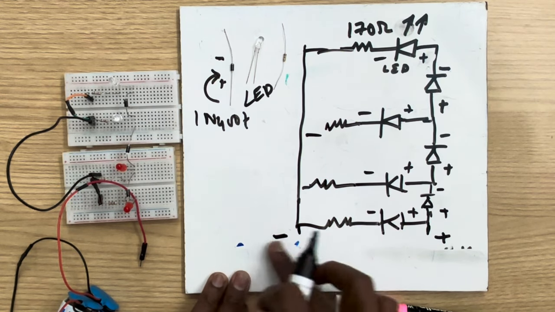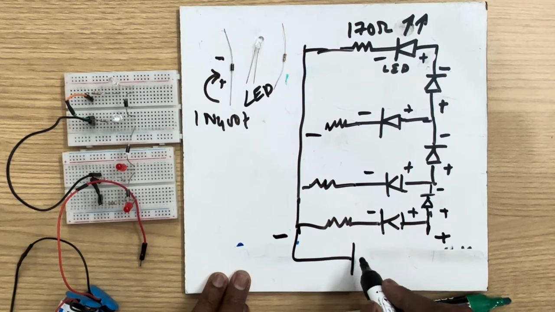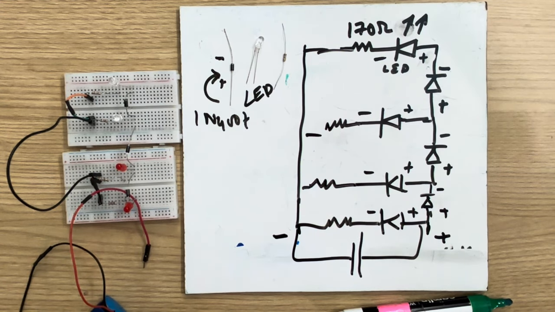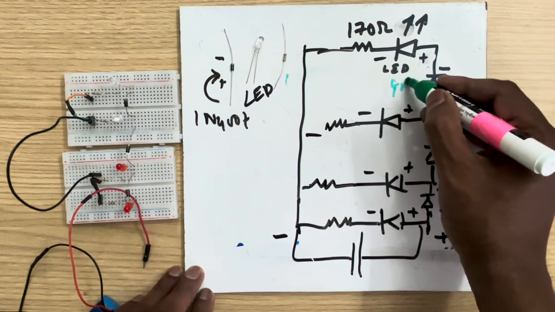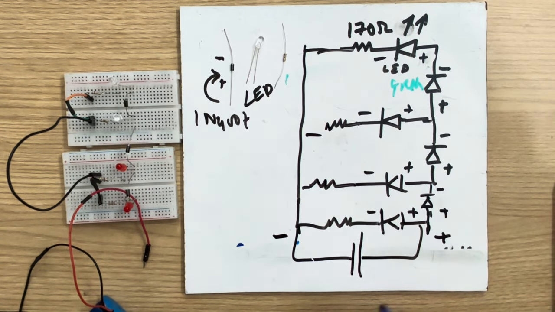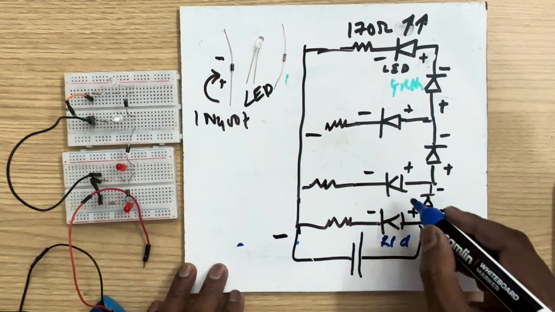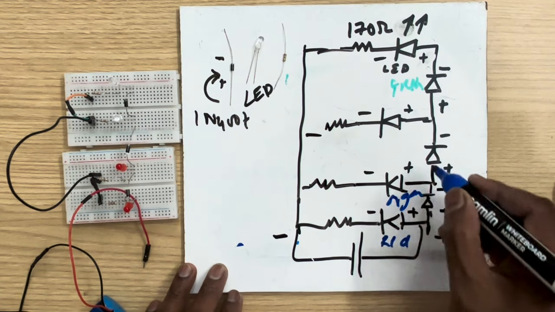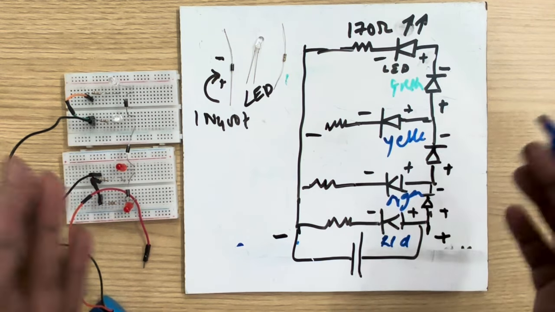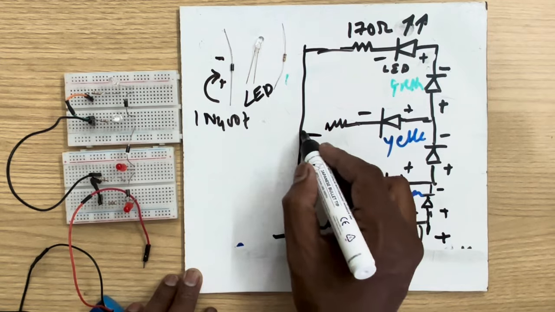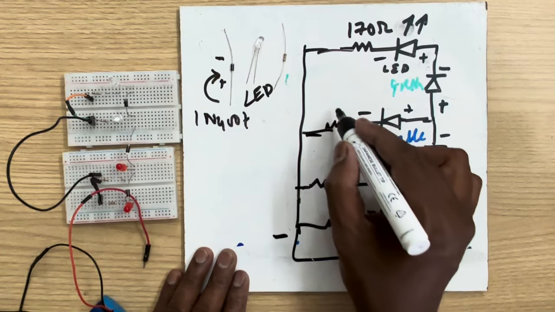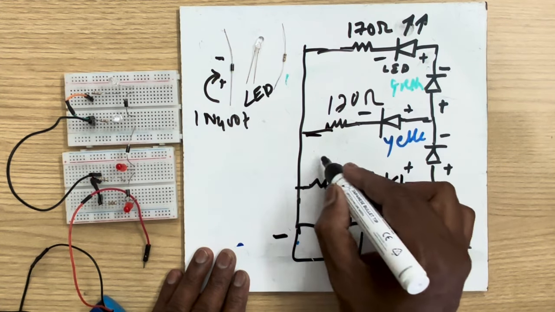Here you have to give your battery supply, here like this. And these can be of different colors like green, red, orange, yellow. Okay, so the circuit is ready. These all are 170 or 220 ohm.